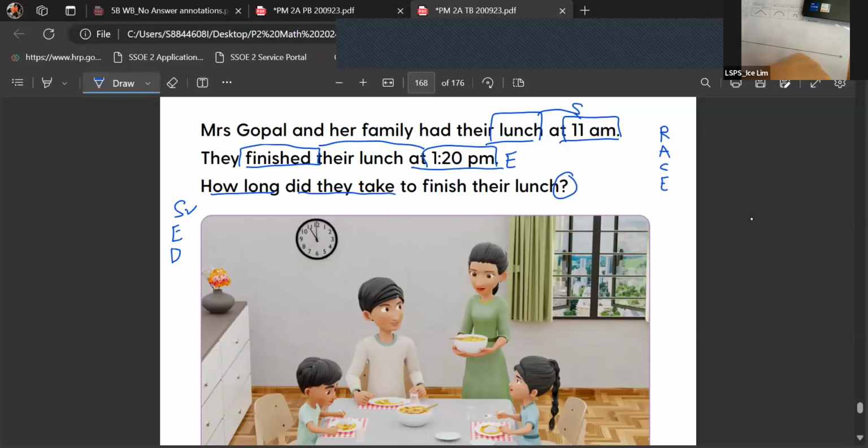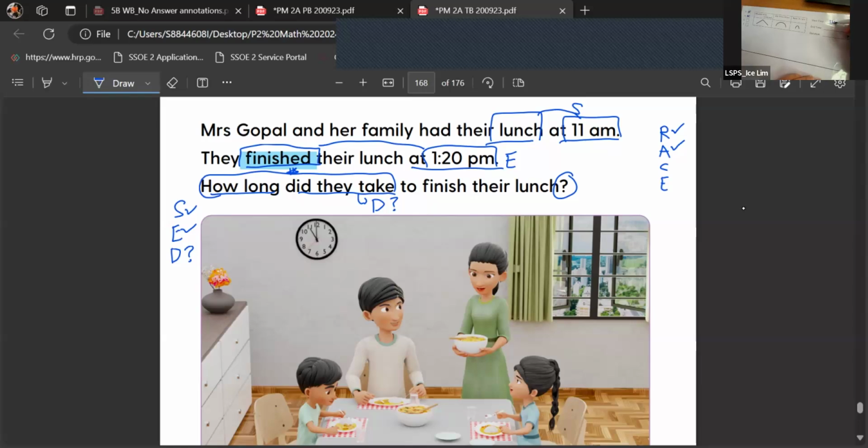What's the clue word? Finished. Very good. So finish is a very important clue word that tells you that this is the end time. Okay, 1:20 is the end time. So how long did they take? This phrase means duration. So I've read already and I've done my annotations. I can transfer my annotations into my plastic folder. Okay, so I'm writing down start time is given, end time is given, looking for duration.